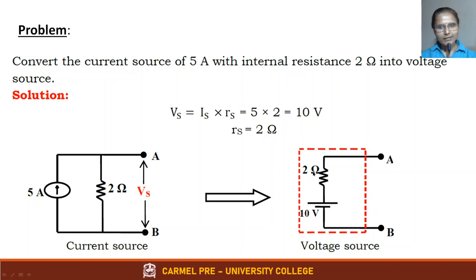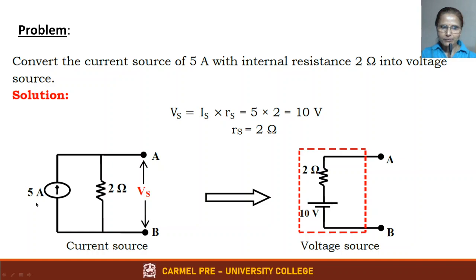Okay. Other way around, imagine they have given a voltage source and you are asked to convert this into a current source. How to do that? First you should draw the circuit diagram like this: current source in parallel with resistance. Resistance, you write the same value.